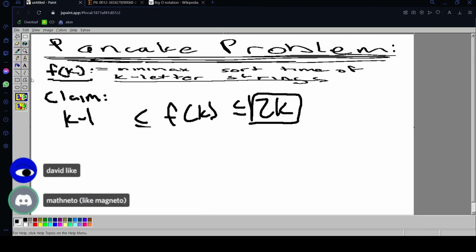That we need at least k minus 1 reversals. So why is this true?